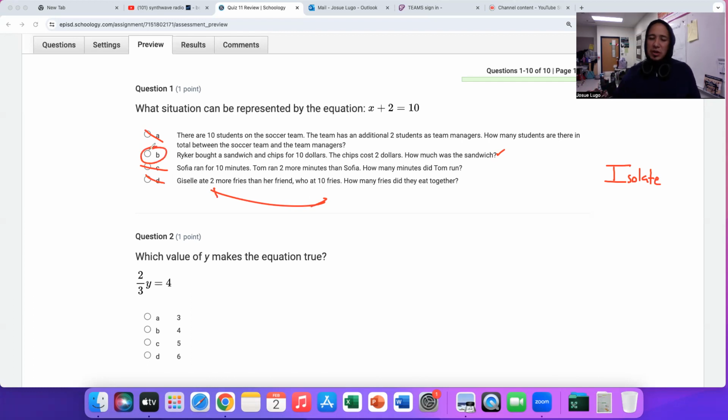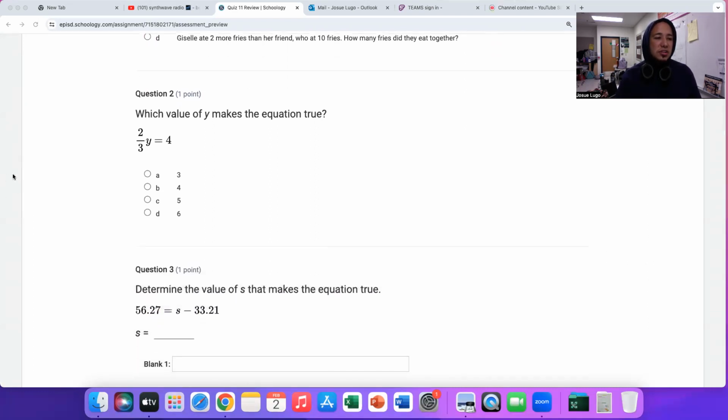So make sure that you just go down the line and make sure that the situation matches the equation. All right, so enough of that. Let's go to number 2. Number 2, we're actually solving this equation. Notice that it says which value of y makes the equation true. In other words, what does y have to be for this to be a true equation? What do we multiply 2/3 by with y, so one of these numbers here, to equal 4?